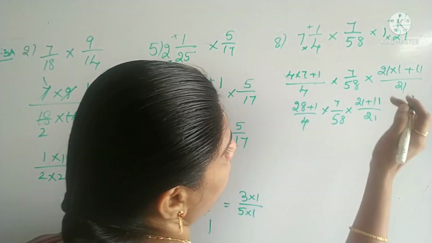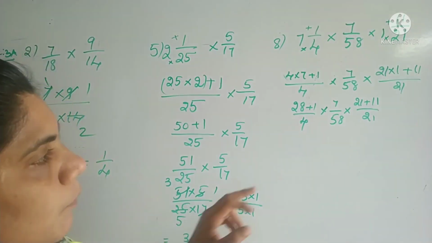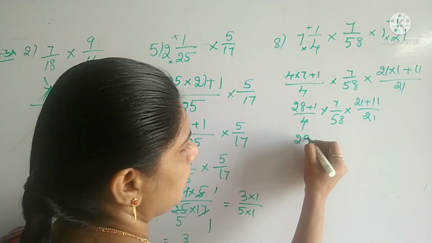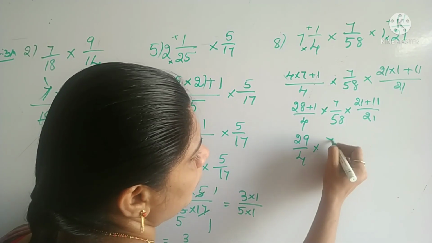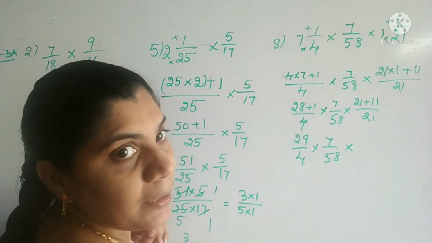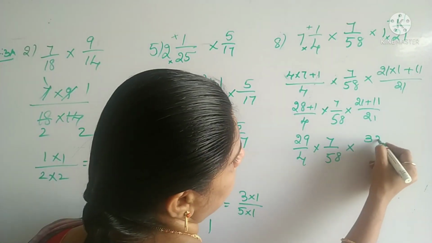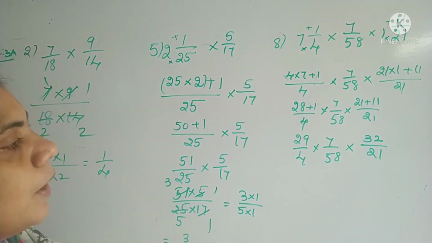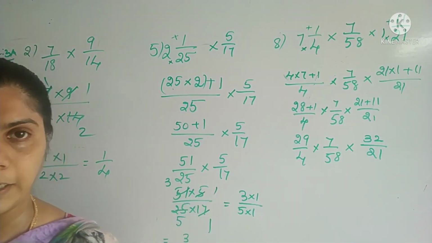So now what you have to do? 28 plus 1 will be 29 by 4 into 7 by 58 into 21 plus 11 will be 32, 32 by 21. Now we have to do the product of these fractions here.